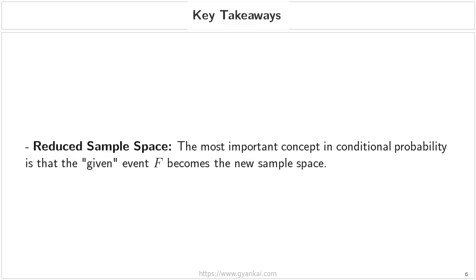First, I want you to focus on the concept of the reduced sample space. This is the heart of conditional probability. Throughout our examples, whether we were looking at family compositions or sums of dice, you notice that the moment we are given a condition, the original sample space is no longer our focus. The given event, which we call event F, effectively becomes our new, smaller sample space. Everything outside of event F is now irrelevant to our calculation.